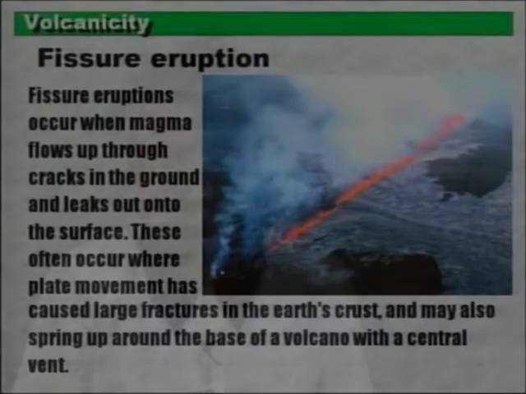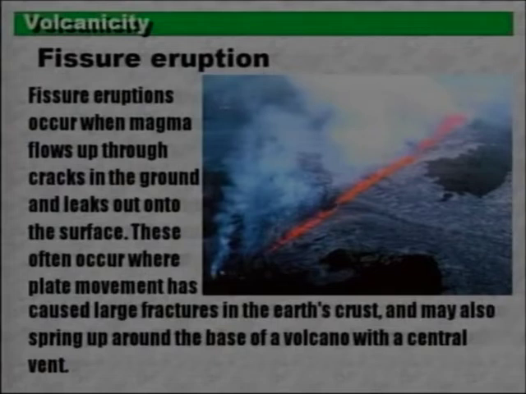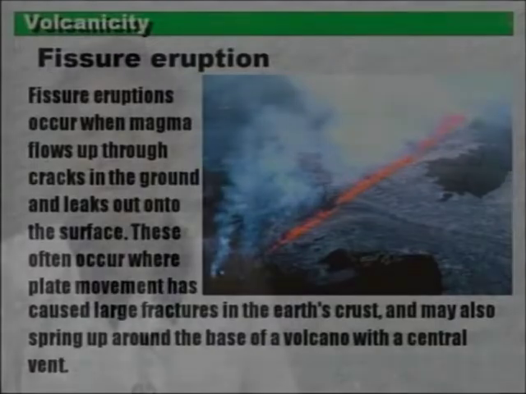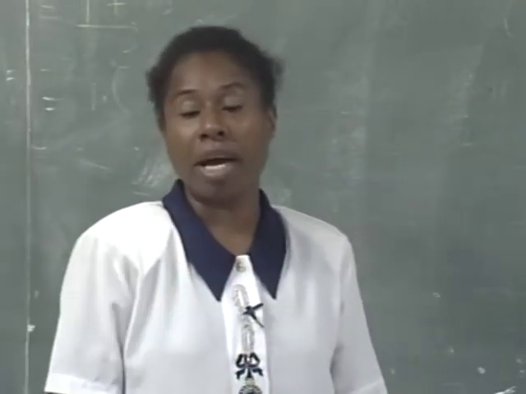Okay, we also have what we call the fissure eruptions, and for the fissure eruptions, we also have the Icelandic, of which we can put those two together. But let's check the fissure eruptions first, and it says there for fissure eruptions, it occurs when magma flows up through cracks in the ground and leaks out onto the surface. This often occurs where plate movements have caused large fractures in the Earth's crust, and may also spring up around the base of a volcano with a central vent. So the word fissure refers generally to cracks or fault lines or faults, especially on the surface, where it allows the flow of magma up onto the surface.